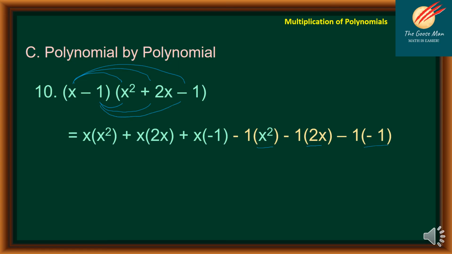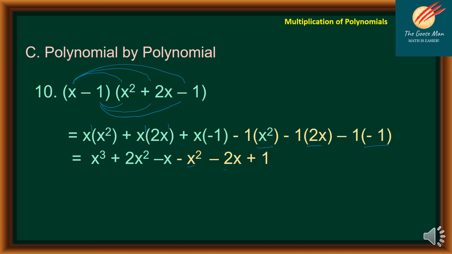So simplifying it further, I have the exponents: x raised to 1 times x squared, add the exponents, so we have x cubed. Then we have x times 2x will give us, remember the exponents here are 1 and 1, so we add exponents, 1 plus 1 is equal to 2. So we have 2x squared. Then we have negative x squared minus 2x plus positive 1.